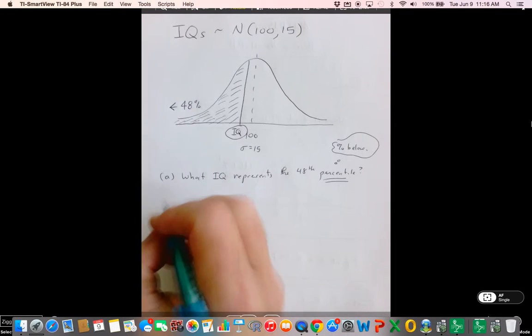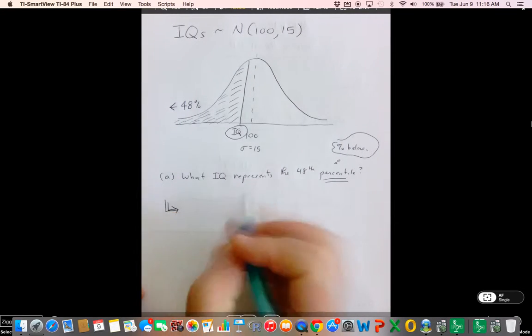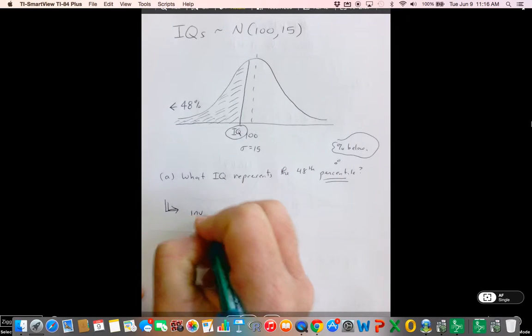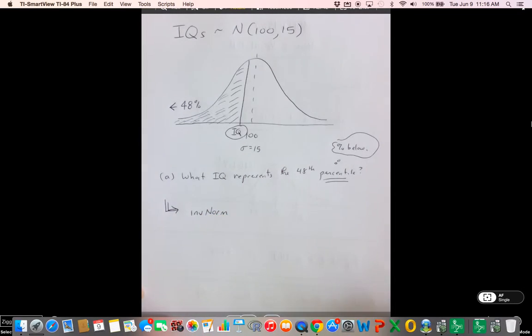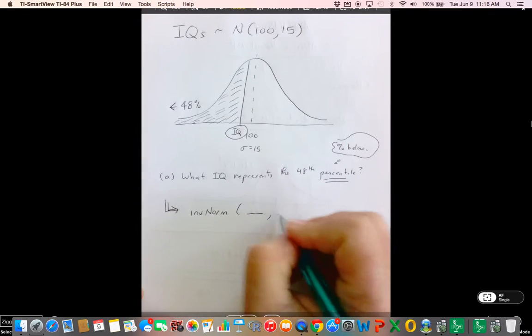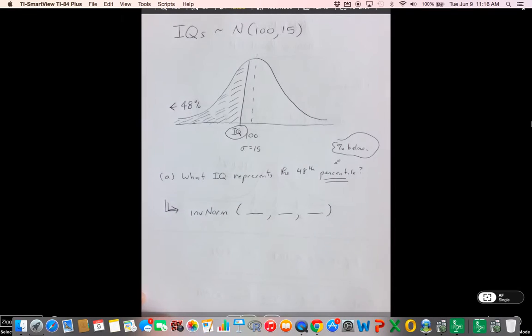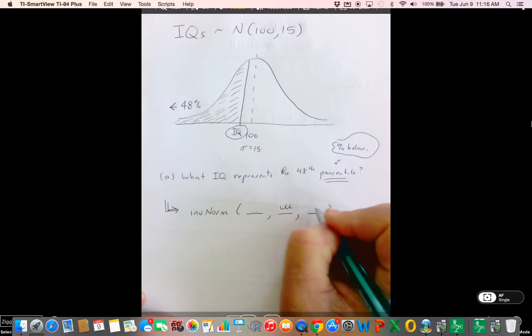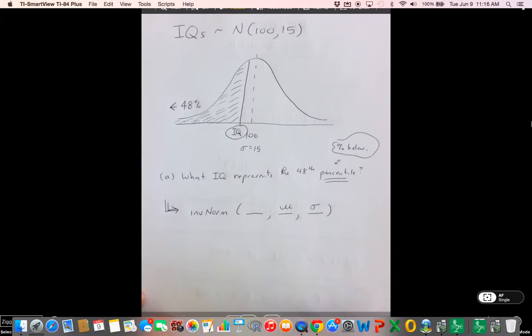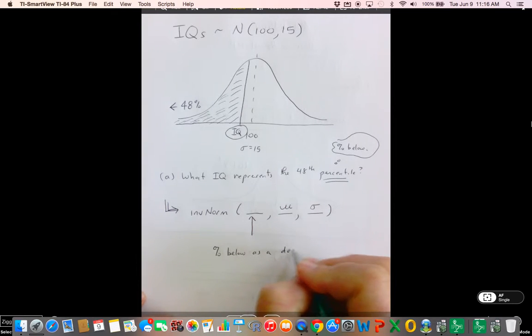Well, guys, it turns out we have a handy-dandy key on your calculator that works these types of problems called inverse norm. An inverse norm, unlike normal CDF, requires you to put in 3 entries and not 2. So inverse norm requires 3. If you put in 4, it's going to give you an error. It's just not going to work. So what you do here, the last 2 things are still the mean and the standard deviation, but what goes here is percent below as a decimal.